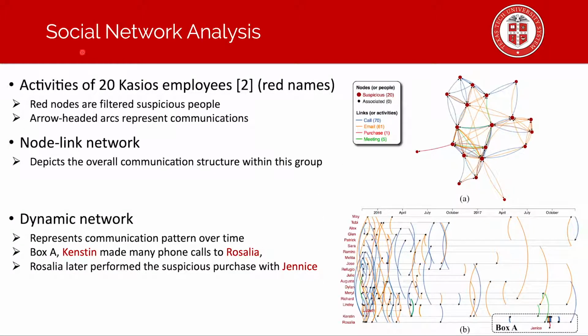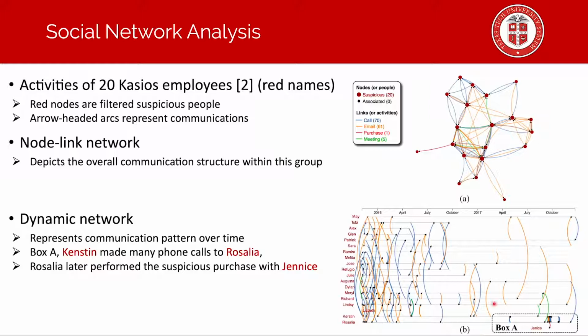In this third use case, we apply DualNetView to analyze a social network. This social network includes all the activities from 20 casual employees. Those employees are filtered as suspicious people. The arrow-headed X marks represent types of communication among them. The node-link network depicts the overall communication structure within this group created over time. On the other hand, the dynamic network represents the communication pattern over time.